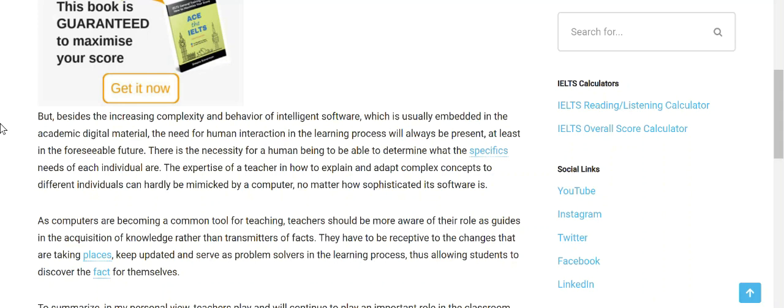So, in the third paragraph, he talked about some negative sides. As computers are becoming a common tool for teaching, teachers should be more aware of their role as guides in the acquisition of knowledge rather than transmitters of facts. So, he said teachers should be more aware of their role as guides, as the person who can give you some information, not just transmit some information.